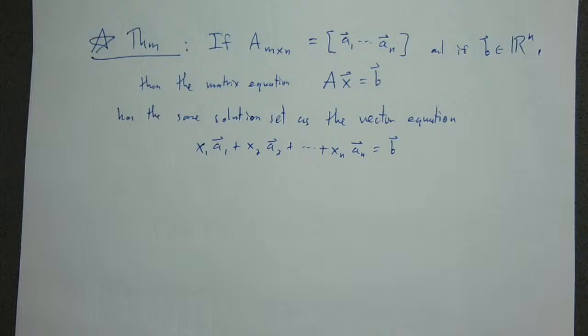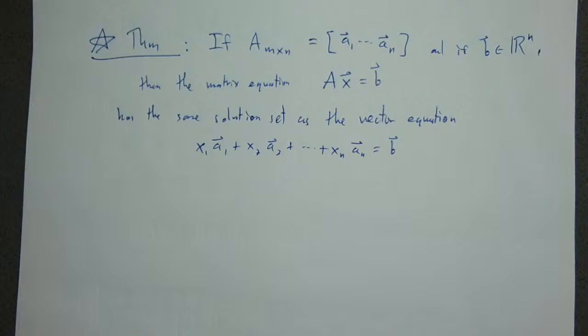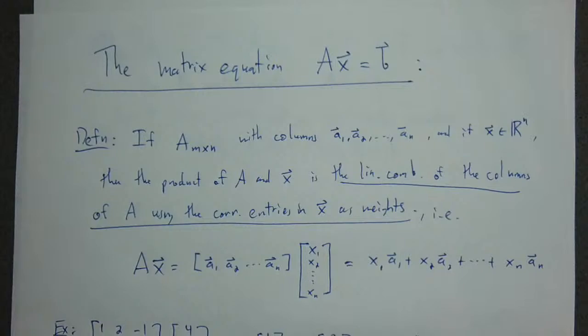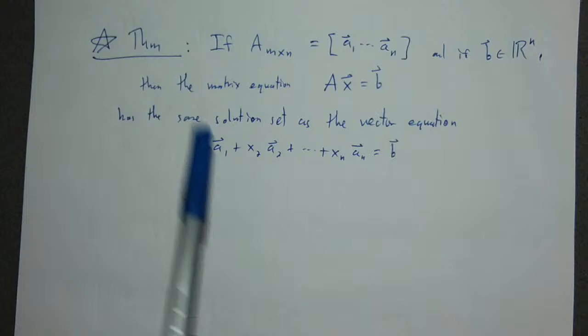But we already saw something about that vector equation. So this requires no proof. This is a definition, right? We just wrote that definition out. It's this one. So this definition that we just wrote says that A times x is this linear combination using the entries of x as the weights and the columns of A as the vectors. So Ax = b is literally this vector equation. There's nothing that needs to be proven there. That's the definition of A times x. So, of course, this matrix equation has the same solution set as this vector equation.